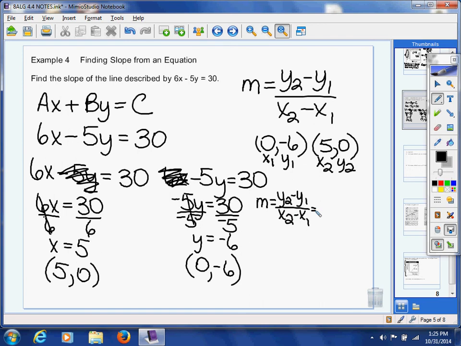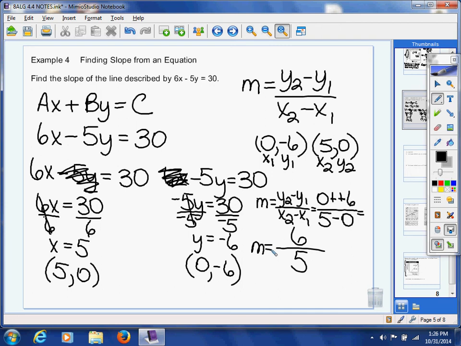Okay, so y sub 2 is 0 minus y sub 1 is negative 6 over x sub 2 is 5 minus x sub 1, which is 0. So what it looks like to me is I've got 0 minus a negative 6. Remember that's 0 plus 6, that is 6 over 5 minus 0, which is 5. So the slope of this line is positive 6/5.